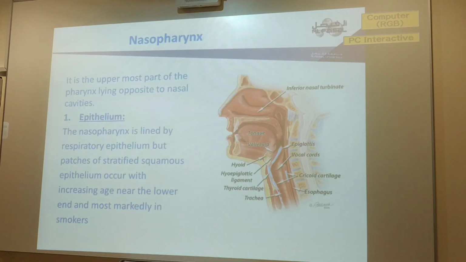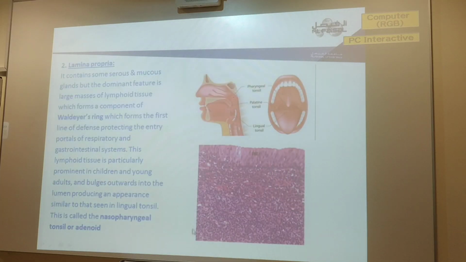Now, what went wrong here? The whole lamina propria, or almost most of the lamina propria, is occupied by the lymphocytes. So this area, the roof where there was a bulge, there is an aggregation of the lymphoid tissue. So this aggregation, look at this here, open mouth.